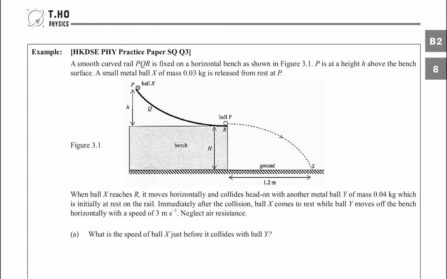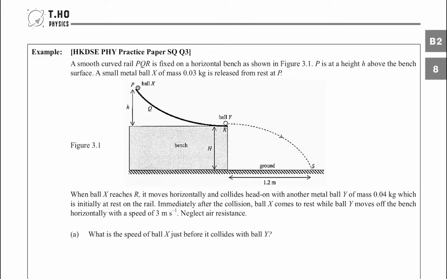Here we come to DSE Physics Practice Paper Structure Question 3. In here, we have a ball X sliding along a smooth track, and when it slides to here, it hits ball Y. Ball Y is then ejected with a horizontal speed, a horizontal projectile, and follows a projectile motion, and hits the ground at point S.